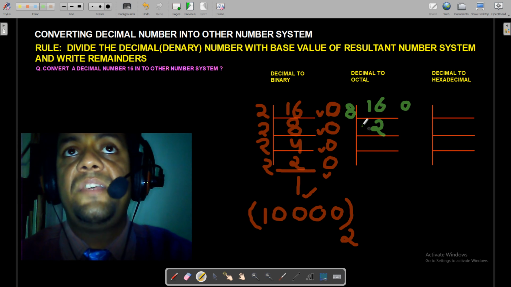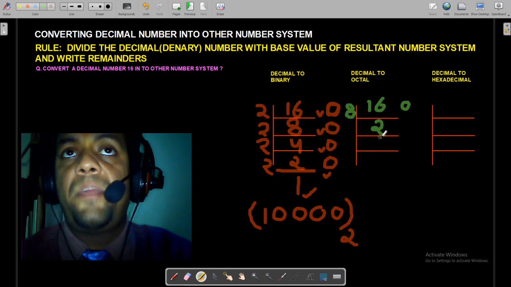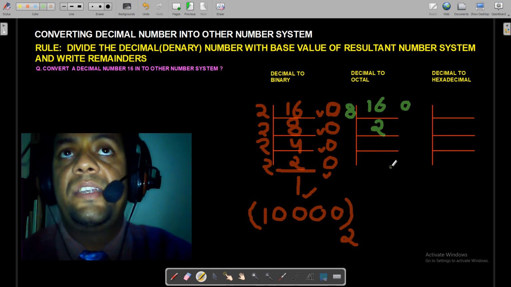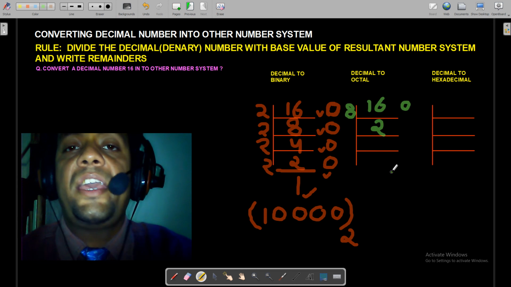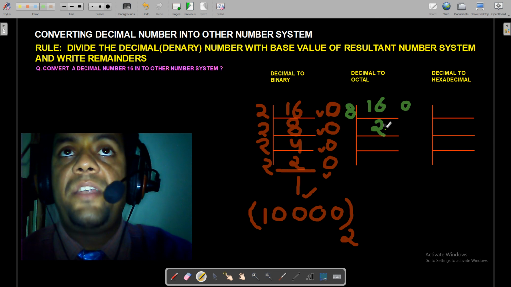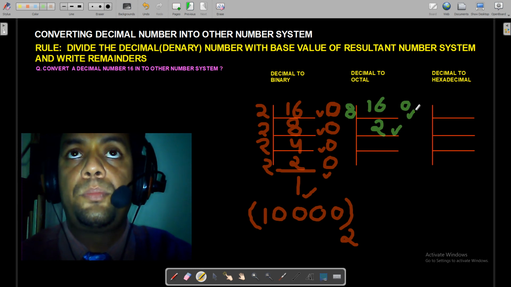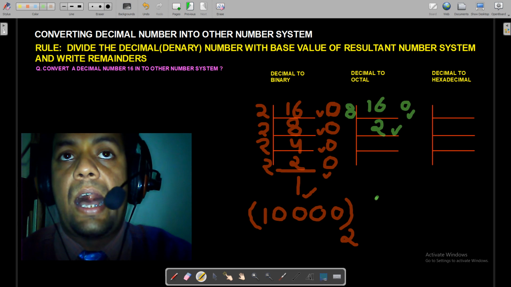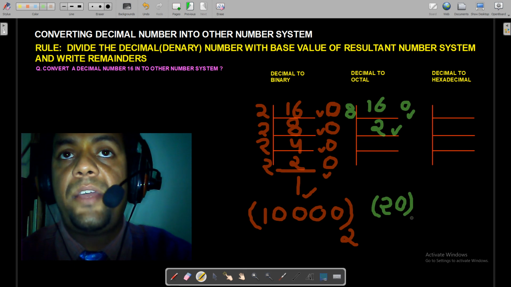Now see, the division is not possible. Why? 8 is the bigger value and the remaining value is 2. So I can't do further division. So my division is over. I can continue division only if I get the value 8 or more than 8. Okay. So now my division is over. So the remainders from bottom to top are 2 and 0. So the answer is 20, and the base value of octal is 8.